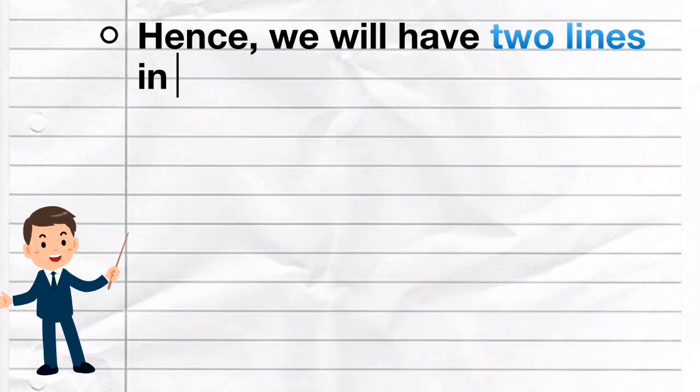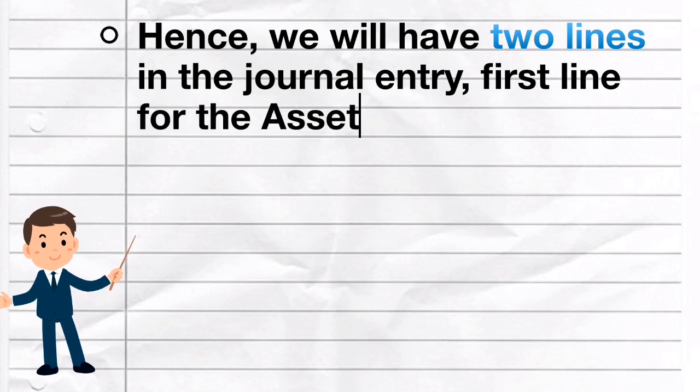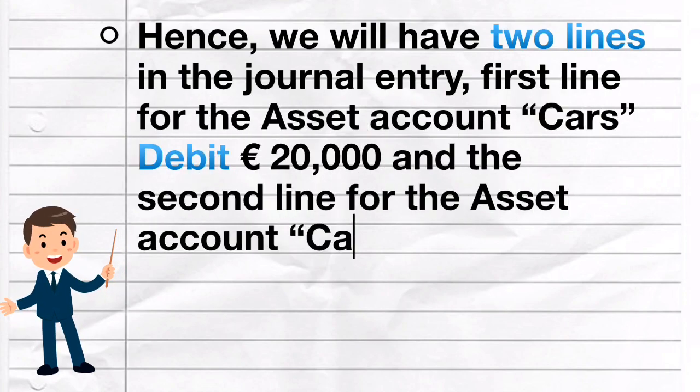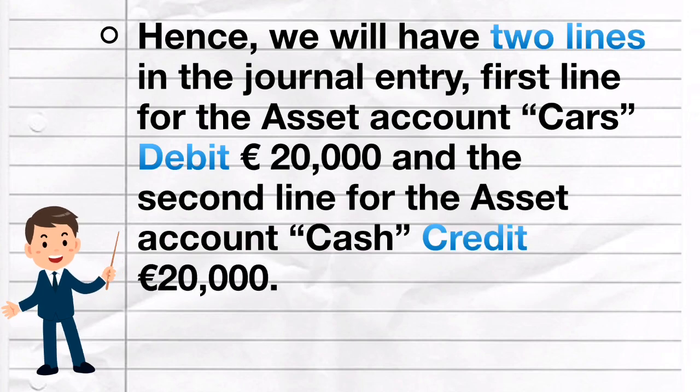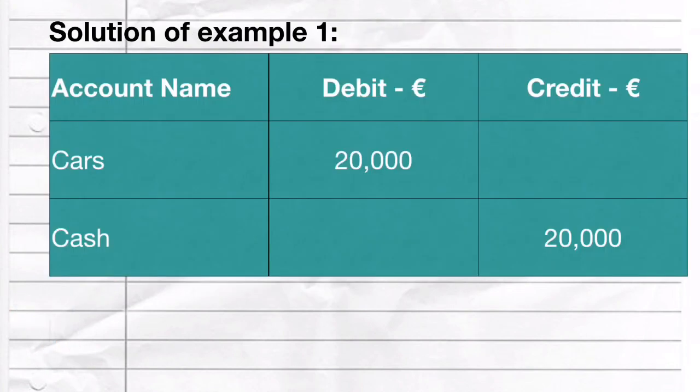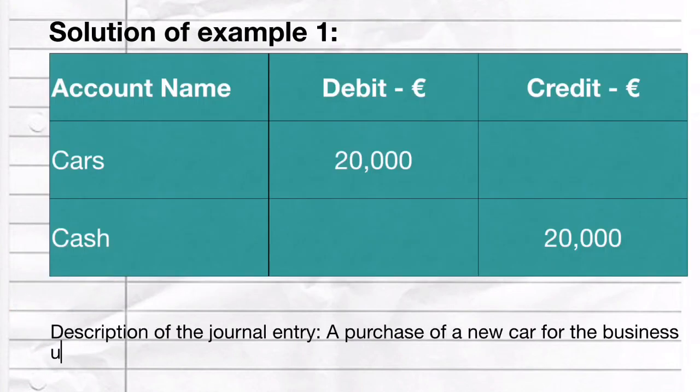Now we can enter the names of the relevant accounts and the values in the journal entry. So we will have 2 lines, debit cars by 20,000 and credit cash by 20,000. So the solution should look something like this. And always remember to add a description of the transaction after the journal entry.